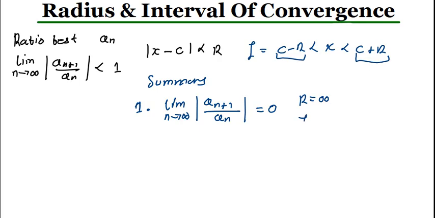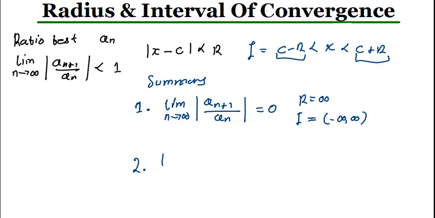Then your interval of convergence I starts from minus infinity to positive infinity, meaning the series converges for all values of x. Pardon me, that's I, meaning interval. Okay, so what about the second one?